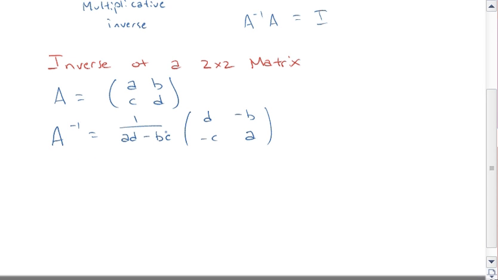In fact, this thing on the bottom of the fraction, AD minus BC, has a special name. It's called the determinant. And it's so special that it actually has two different ways that we normally denote it. So sometimes we say det of A, and sometimes we write it like this, A with two bars like that. So this is AD minus BC. Okay, so that's the inverse of a 2 by 2 matrix.